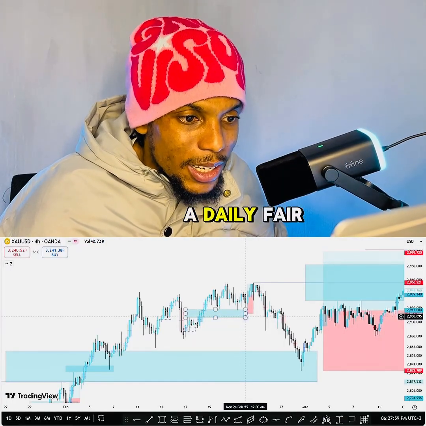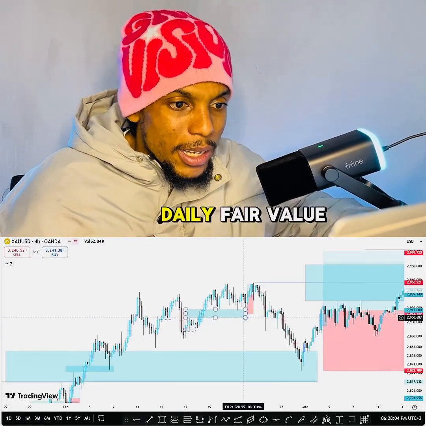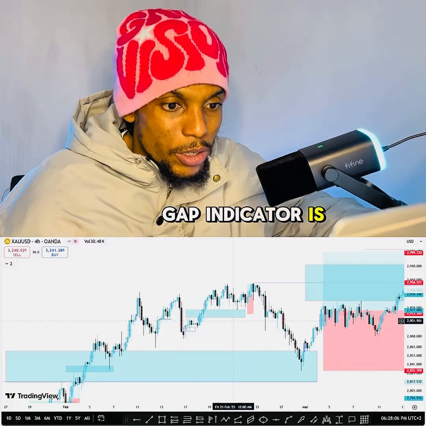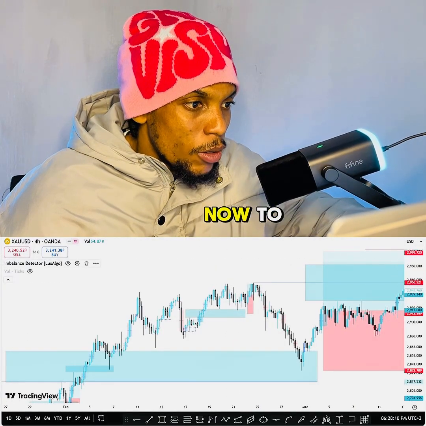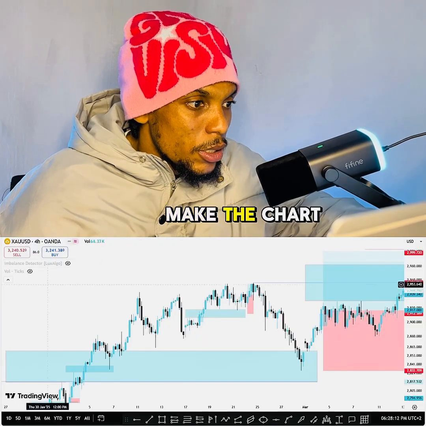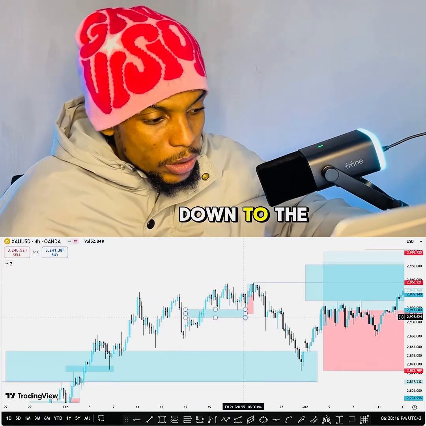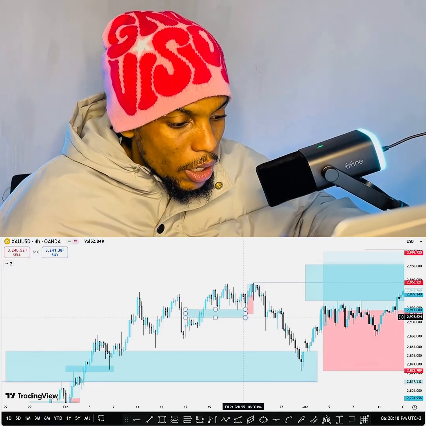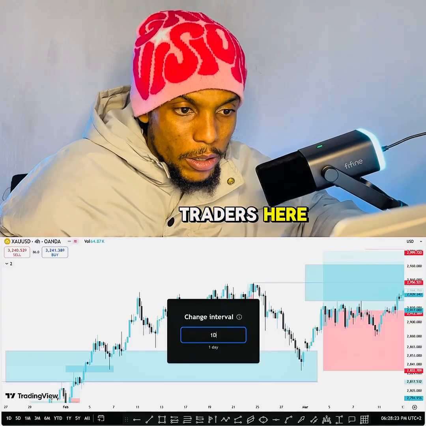This here is a daily fair value gap, right? This is a daily fair value gap. My fair value gap indicator is still on. So you see so many fair value gaps here, but I'm going to switch it off now to make the chart a bit clearer. So this is a daily fair value gap. Let me go down to the daily time frame for you to see how the market tricked the impatient traders here.